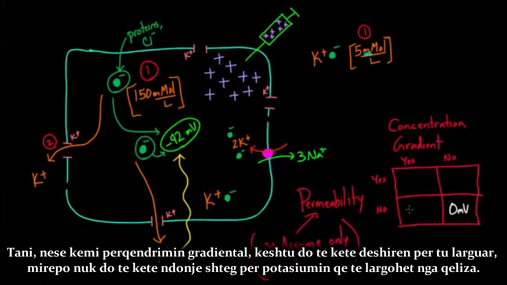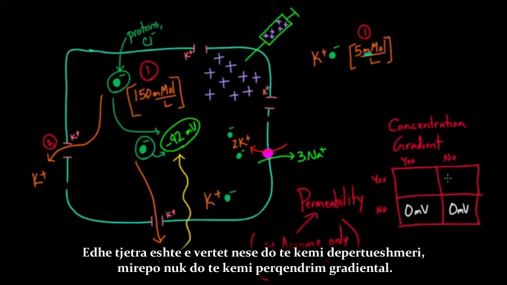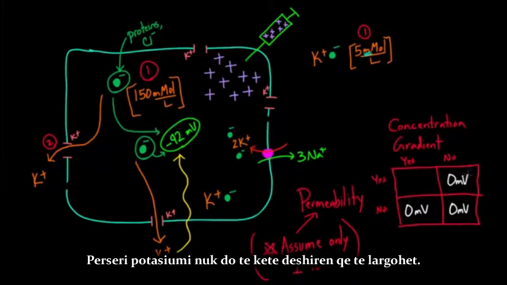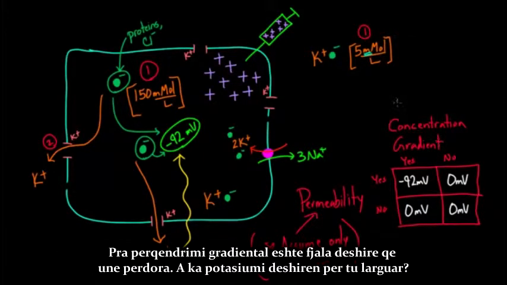Now, what if you have a concentration gradient, so you have the desire to leave, but you don't have a way for that potassium to actually leave the cell? Well, again, you don't actually have any membrane potential. And the same is true if you have permeability, but you have no concentration gradient. Then the potassium, again, has no desire to actually leave. And then finally, if you have permeability and a concentration gradient, then you actually get down to your negative 92 millivolts.